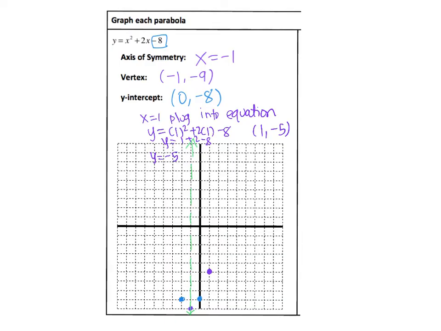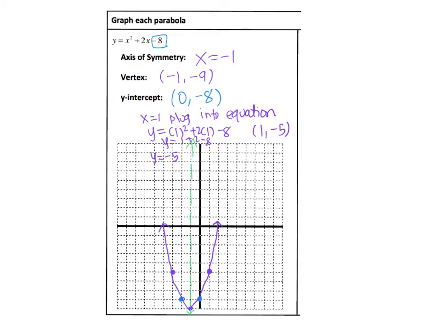And then I can reflect this point across the axis of symmetry, and this one is 2 units away, so I'm going to go 2 units on the other side. I have 5 points, and then I can draw a nice smooth curve through my graph, put my arrows on the end, and not the best looking parabola, but it gets the job done.